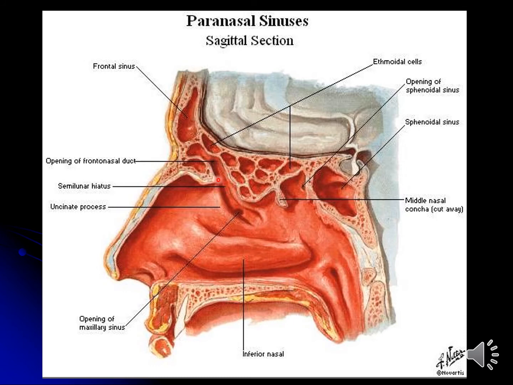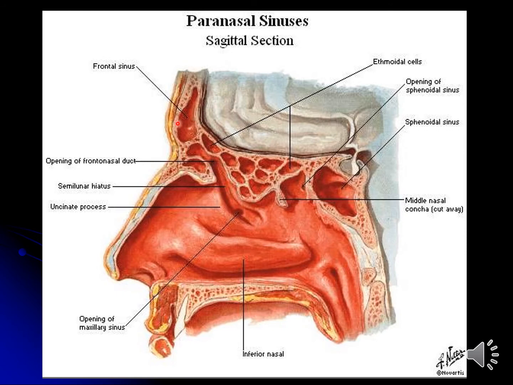We name it as semilunar hiatus. This semilunar hiatus is providing space for the openings of the sinuses. So the frontal air sinus is connected to the lateral wall through the frontonasal duct and opens into the semilunar hiatus in the upper part, and in the lower part of the hiatus is the opening of the maxillary sinuses.